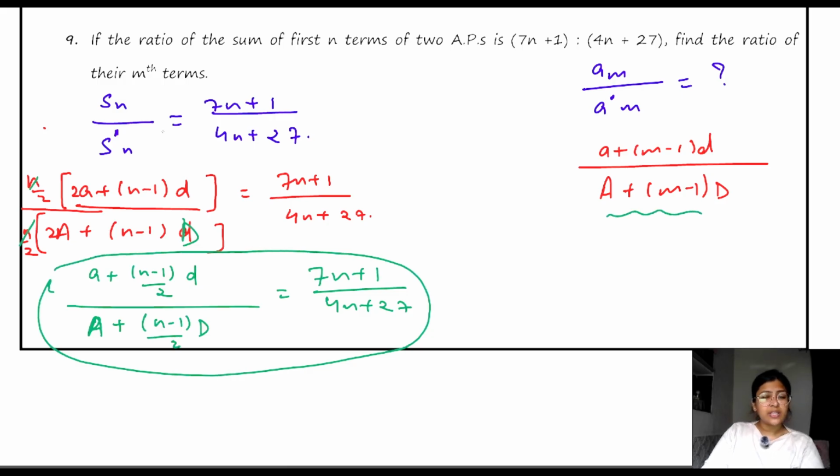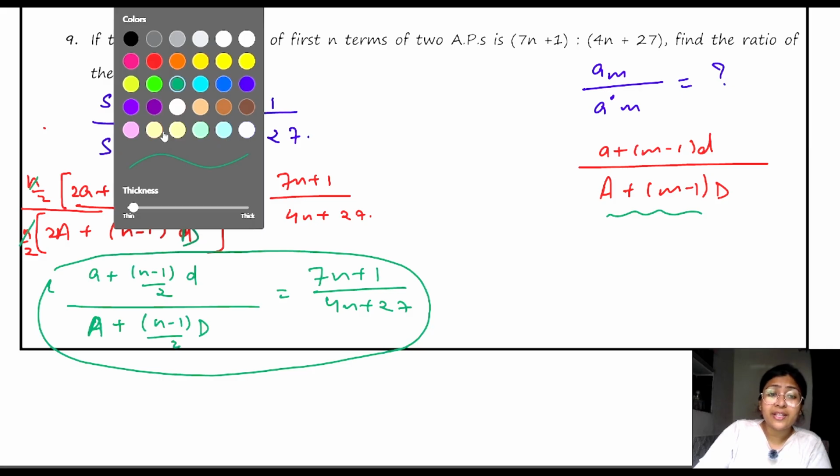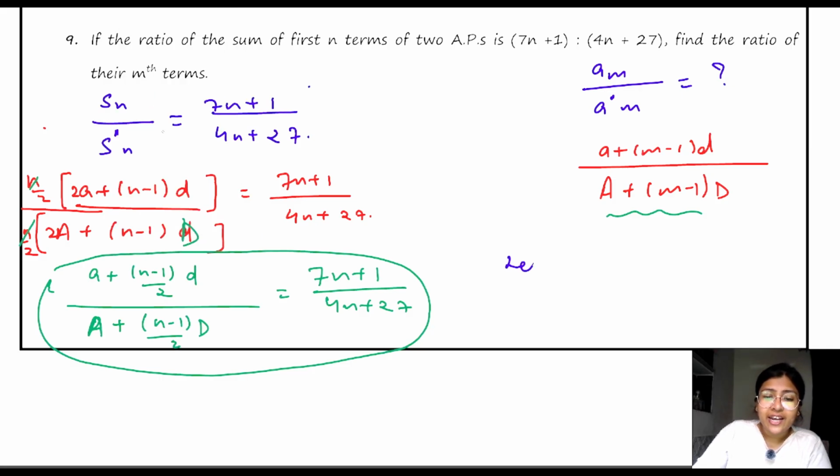What is the difference in their LHS? Yes, the difference is this. So we can let, because it is maths, n minus 1 upon 2 is equal to m minus 1. So from here we can get the value of n. So n minus 1 is equal to 2m minus 2.